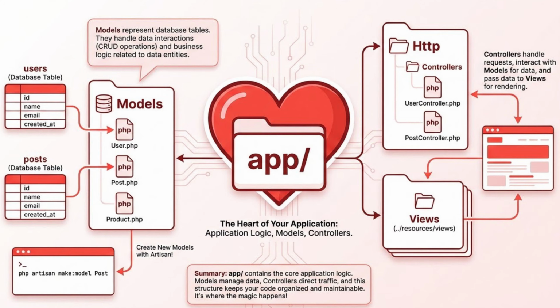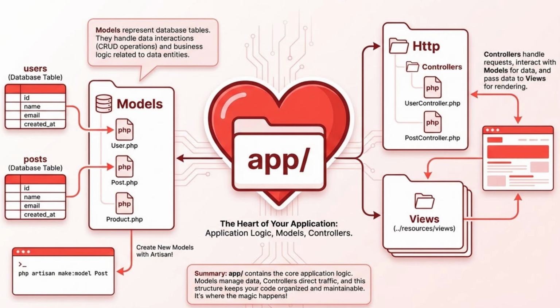On the right side, the diagram highlights the controllers stored inside the app/Http/Controllers directory. Controllers act as the traffic directors of your application. When a route receives a request, the controller decides what to do with that request. It may fetch data from a model, process user input, apply business logic, and finally return a response. Most of the time, that response is a view, a blade template that will be rendered as an HTML page for the user.